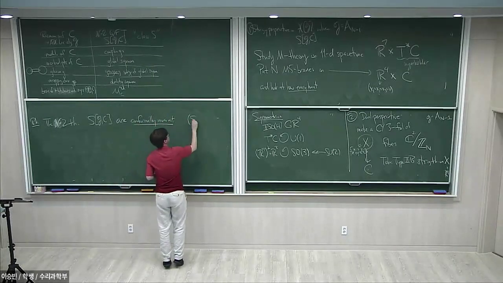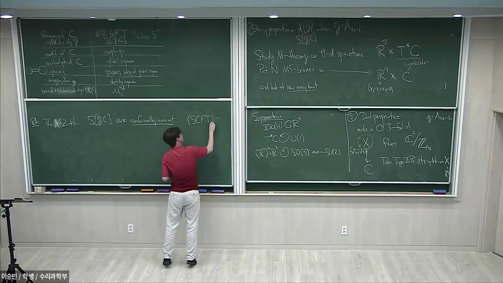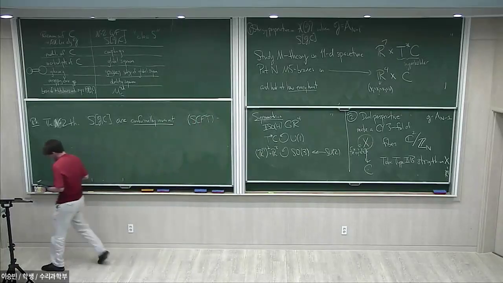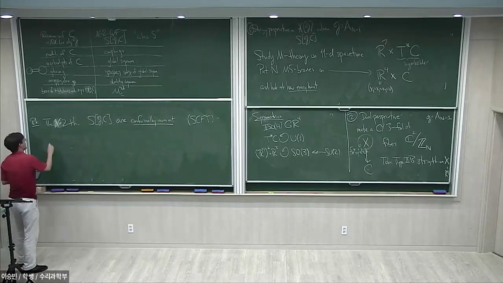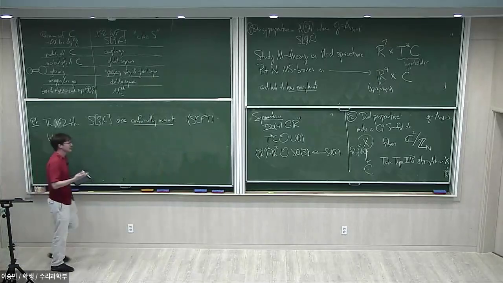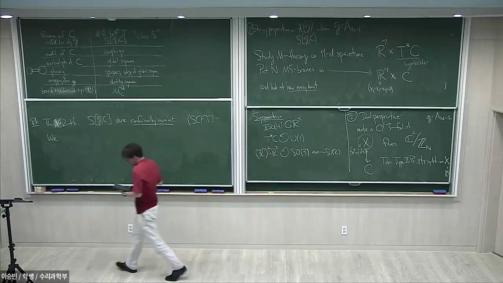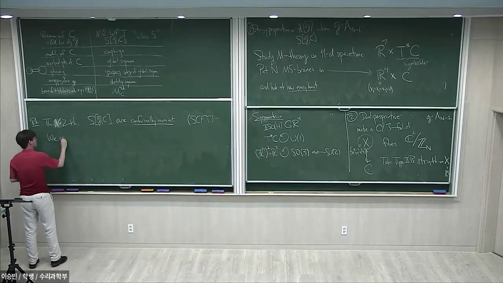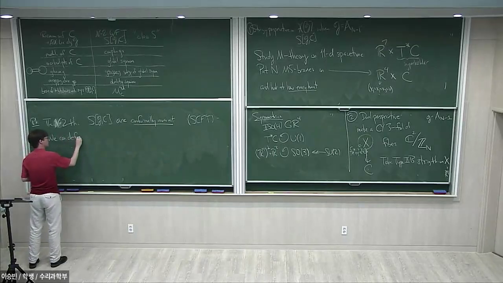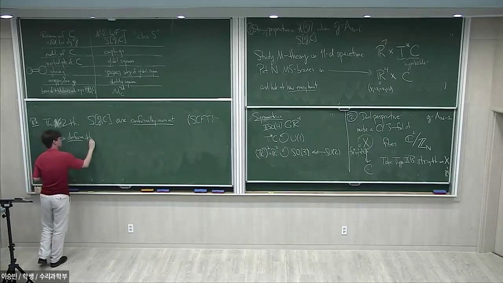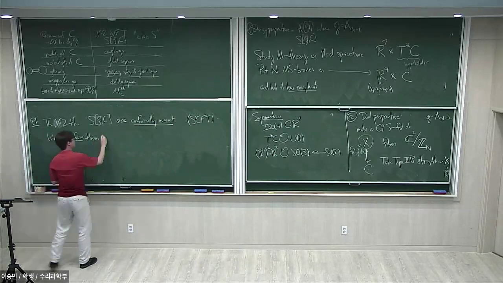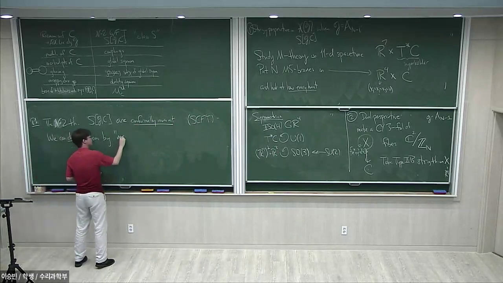And so sometimes you write it like this, SCFT. So they're invariant under changes of scale. Not every theory in the world is conformally invariant. And in particular, these theories we can deform by adding some parameters. I'll call them mass parameters.